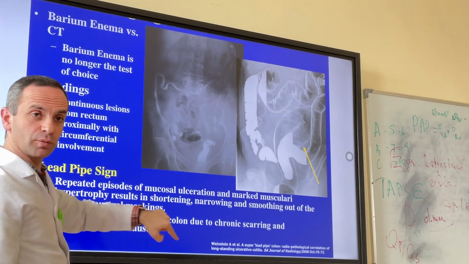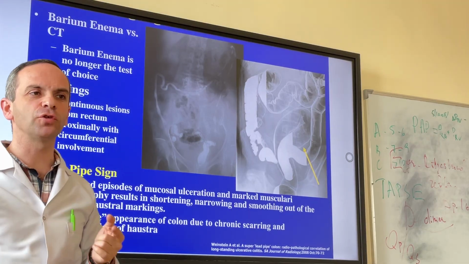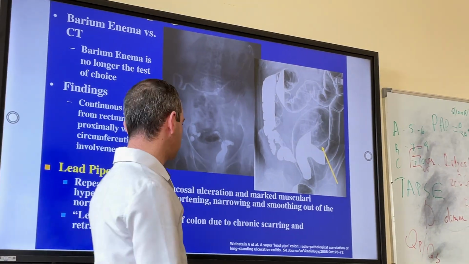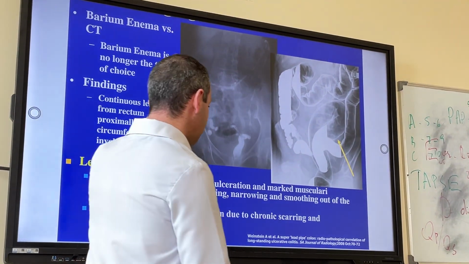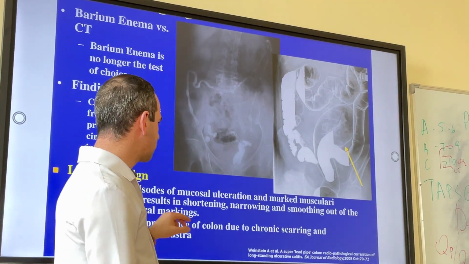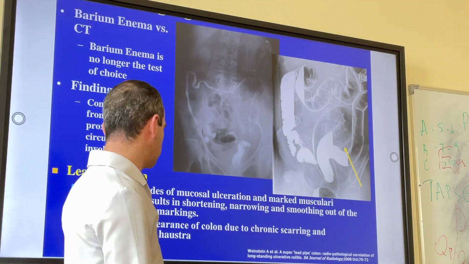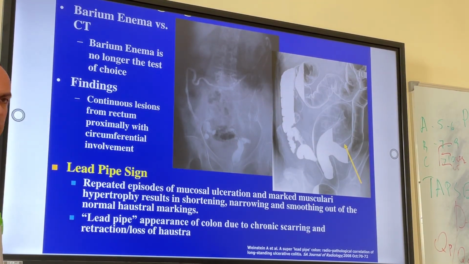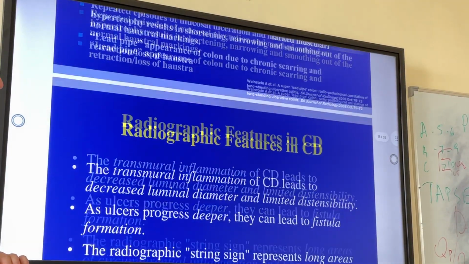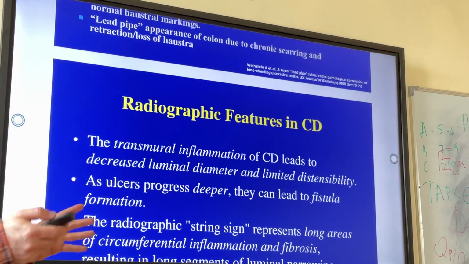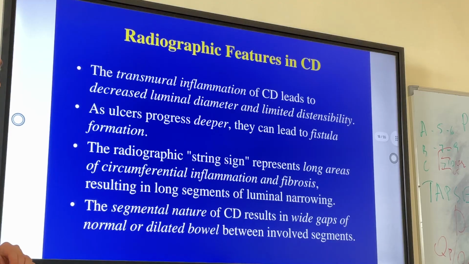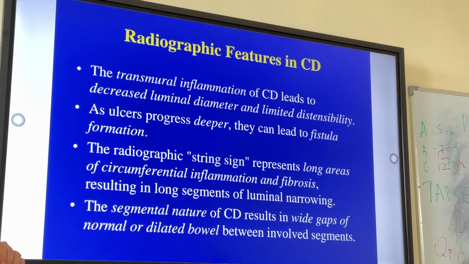Continuous lesions from the rectum proximally with circumferential involvement. This we know. And these repeated episodes of ulcer formation, mucosal and muscular hypertrophy lead to shortening, narrowing, and smoothing out of normal haustral markings. This is called the lead pipe sign. It appears in tests and so on. I mean, for USMLE, it's written. Radiographic features in Crohn's disease. Look. What may we find?